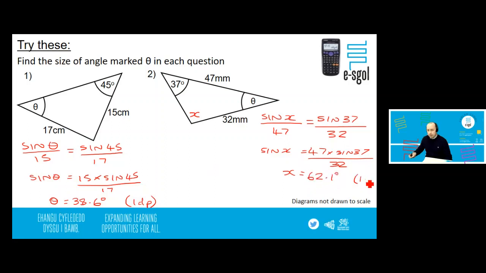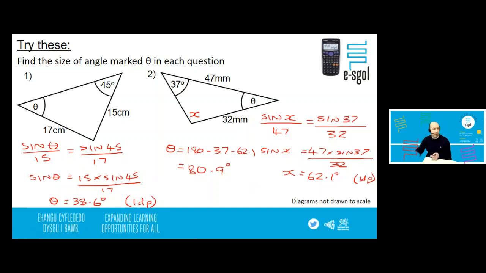Now remember, I didn't want that angle. I wanted this angle theta in the corner. So I still need to find angle theta. So I'm just going to do theta equals 180, take away 37, take away the angle I've just found, which is 62.1. So the angle theta has a value of 80.9 degrees.